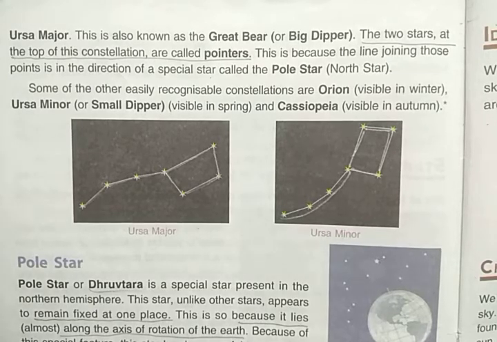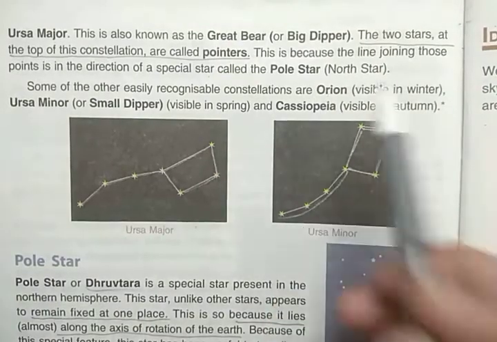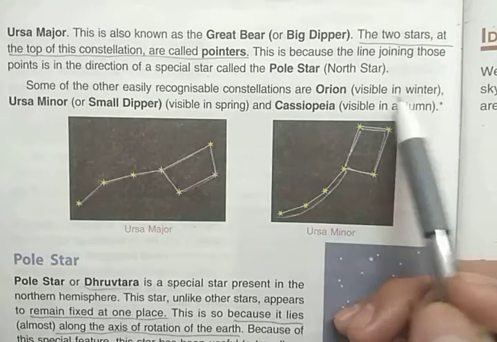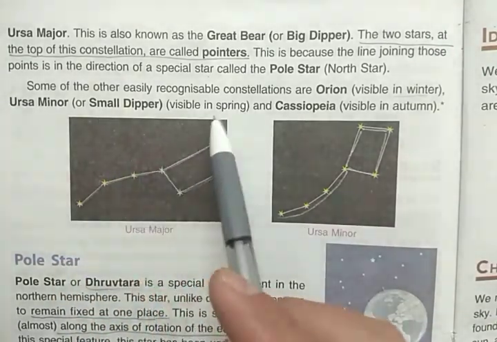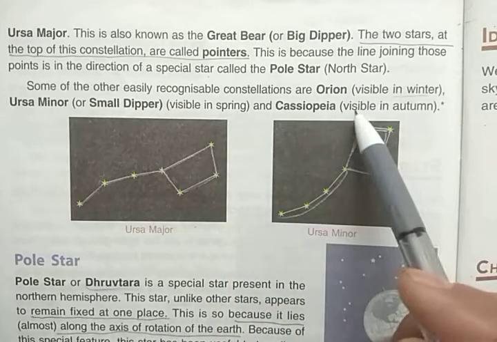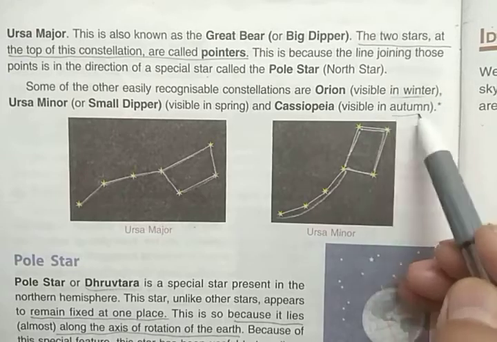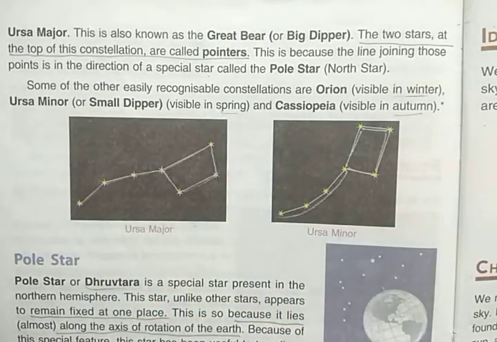And some other easily recognizable constellations are Orion, visible in winter. So ये आपको seasons पता होना चाहिए कौन सा कब visible होता है. Ursa Minor और Small Dipper visible in spring, and Cassiopeia visible in autumn. So ये आपको seasons learn होने चाहिए कौन से season में कौन सा आपको नजर आता है.